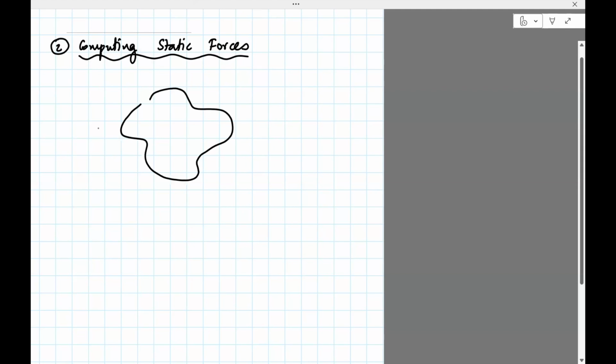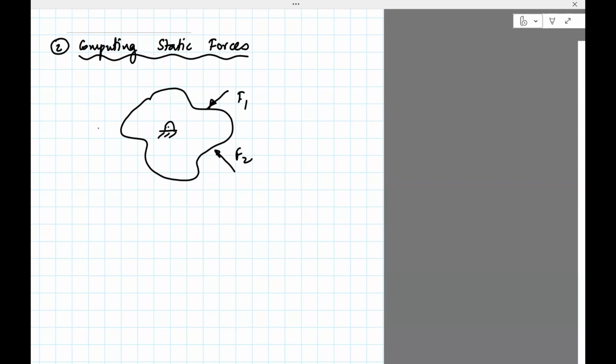So second one, computing static forces. Okay, so I'm just going to draw a generic figure. Let's say that this is pinned, this body. There are forces, and then because there are forces on this, it's going to start spinning.